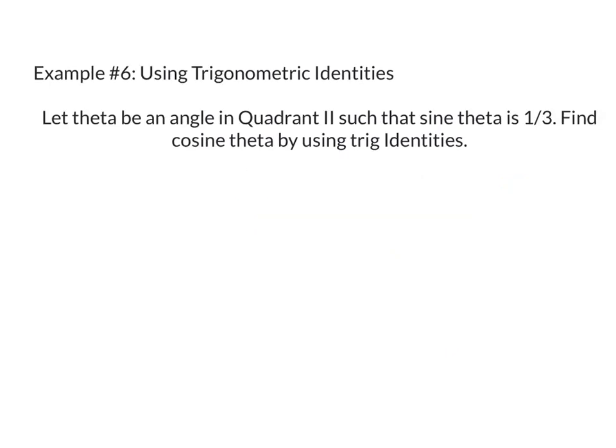Okay, in example 6, it says using trigonometric identities. So it says let theta be an angle in quadrant 2 such that sine theta equals 1/3. Find cosine theta by using the trig identities. Initially, I was almost going to read this incorrectly because I did not pay attention to the fact that it says by using trig identities. Okay, so let's think about that.